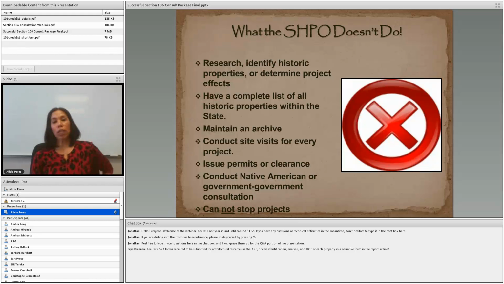We rarely, if ever, can conduct site visits. This is due to lack of funding and contingent on our workload. We don't issue permits or clearance, and we don't conduct Native American consultation or government to government consultation. Most importantly, the SHPO cannot stop projects. The SHPO comments and assists throughout the Section 106 process.